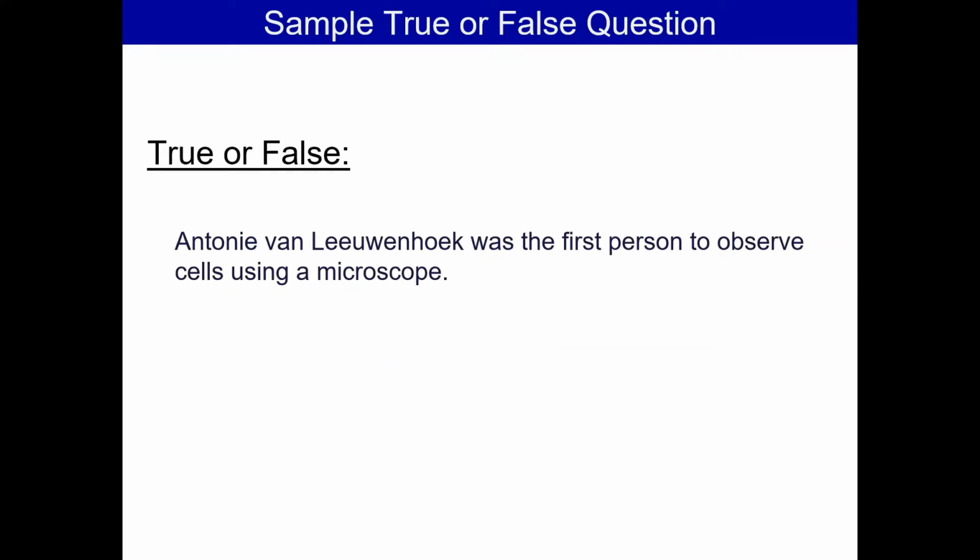Here's a sample true and false question. Antony van Leeuwenhoek was the first person to observe cells using a microscope. This was that Dutch guy, and he had those microscopes that kind of look like this, with a little handle and a little lens on it like that. So what is the answer, true or false?